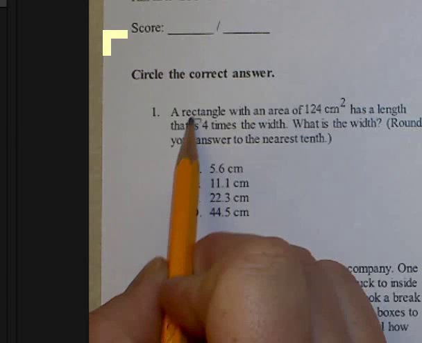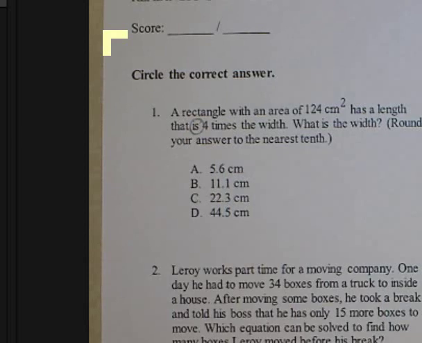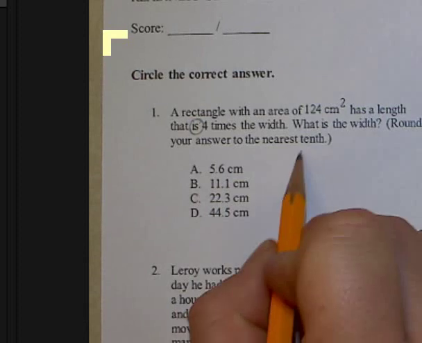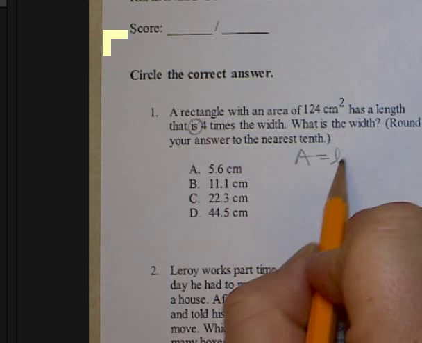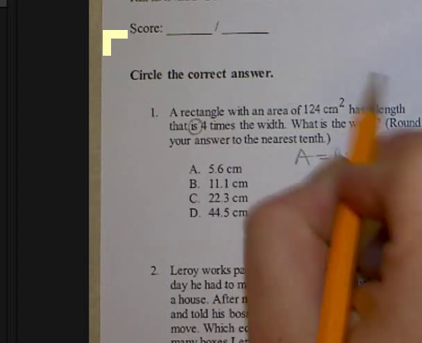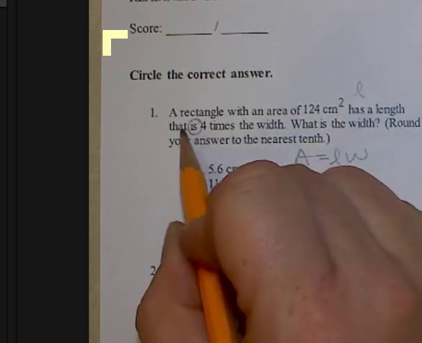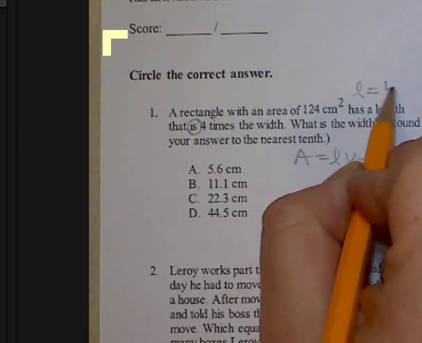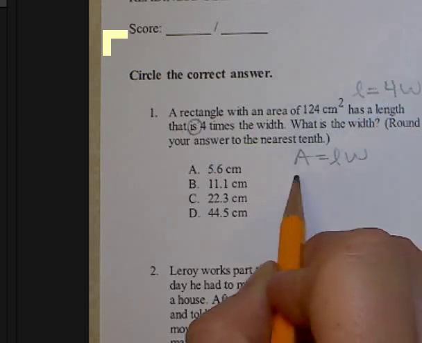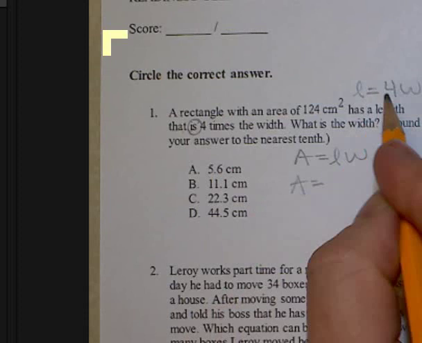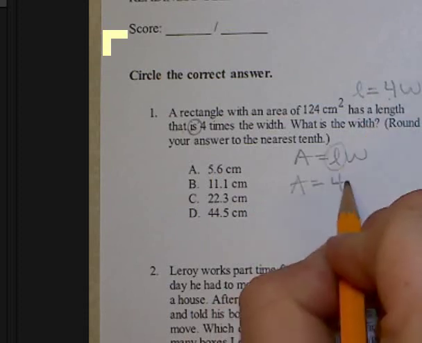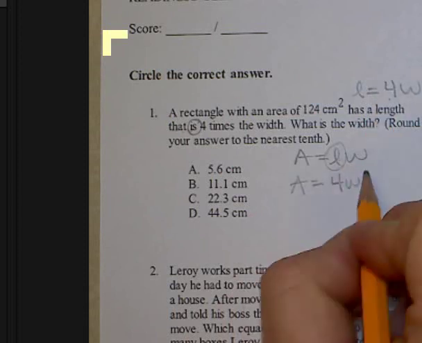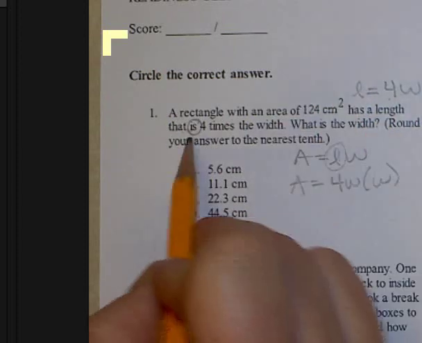"Is" changes to equals when we turn this into an equation. So remember that the area of a rectangle is length times width. But I can see that the length is 4 times the width. So in this area formula, I can substitute out the variable L for 4W. L is 4W. Length is 4 times the width.